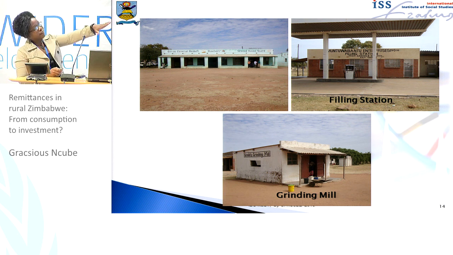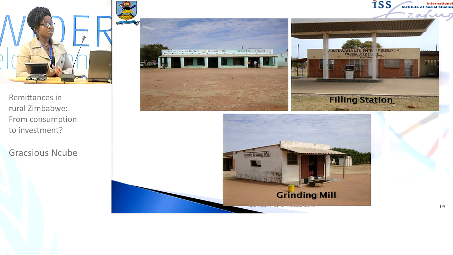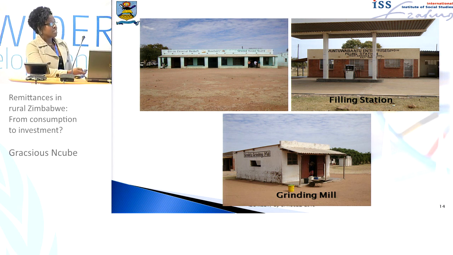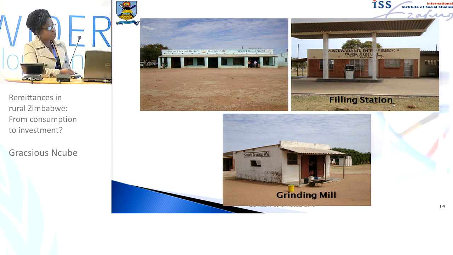And there is also an enterprise called Muntu Abantu Enterprises, which is a filling station supposedly put up to service and provide fuel for cars of people who stay in this particular village, because there's a high incidence of ownership of cars by the people who migrated to South Africa. And when they come back, they don't have to go to the business center to get their cars fueled, but they can fuel from within.